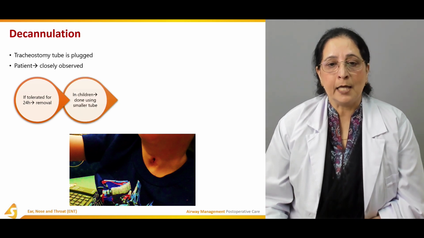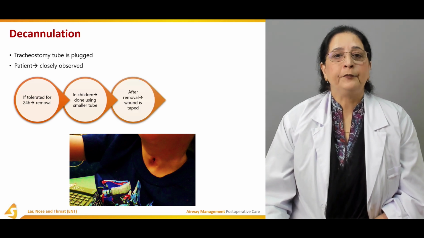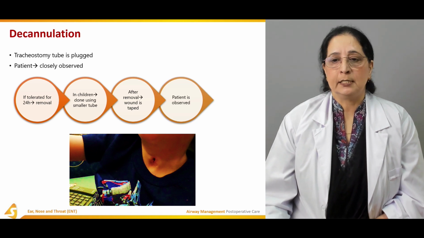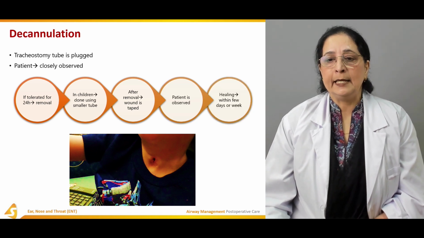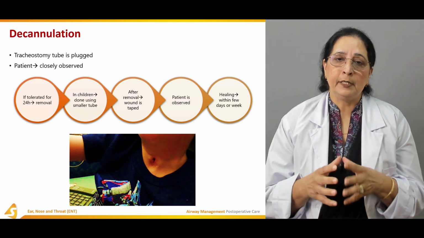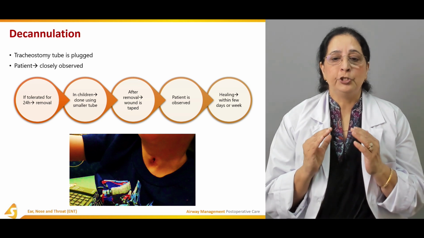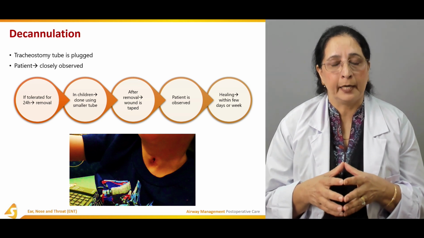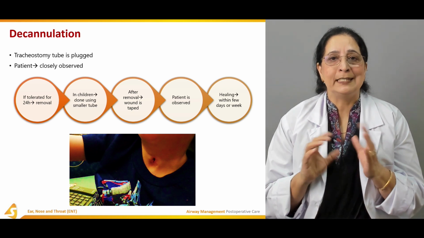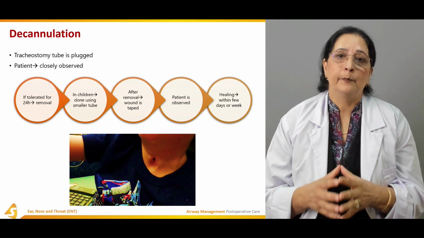In children, it is done using a smaller tube. After removal, the wound is taped. Patient is observed and healing occurs within a few days or weeks. So after the tracheostomy tube is removed, the patient should be observed very carefully, and then the wound should be taped, and it takes a few days to weeks to heal completely.